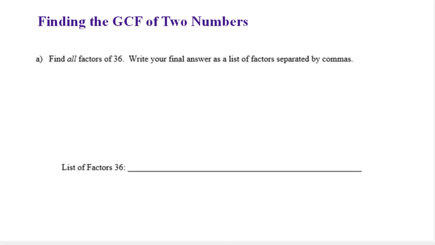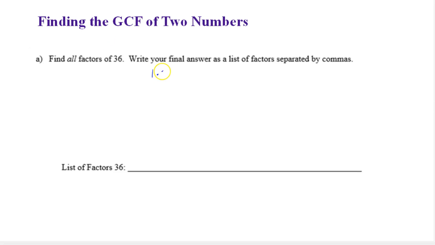And we're going to go about this by finding all the factors of 36, all the factors of 90, then seeing the factors they have in common, and finally finding the greatest one. So first let's find all the factors of 36. Remember how we do this with factor pairs.